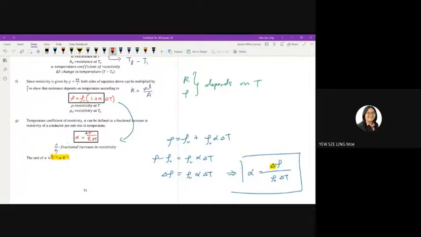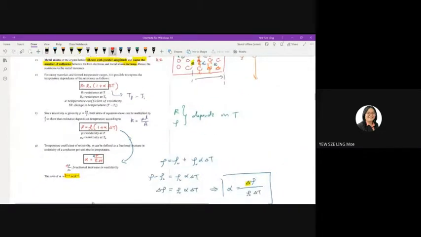Oh yeah, I want you to make a bit of corrections right here. This G here should be delta rho. Delta rho over rho naught is the fractional increase in resistivity. Ada delta di sini. So ada typo dalam buku Anda. There should be a delta right here. So delta rho over rho naught. And then the correction here, not C to the minus 1, but degree C to the minus 1. So buat sedikit correction, ada 2 mistake dalam buku anda. Kamu buat sedikit pembetulan.